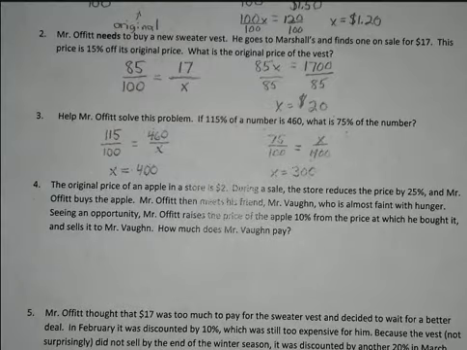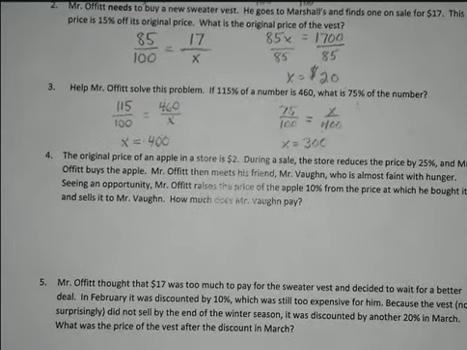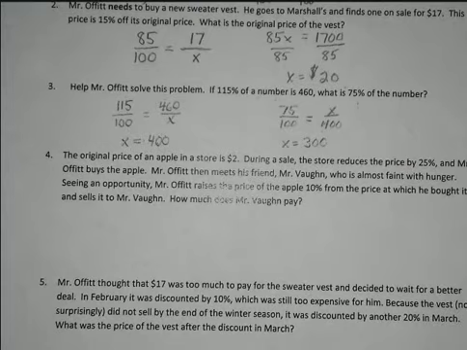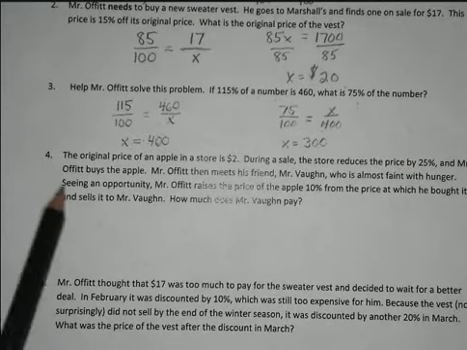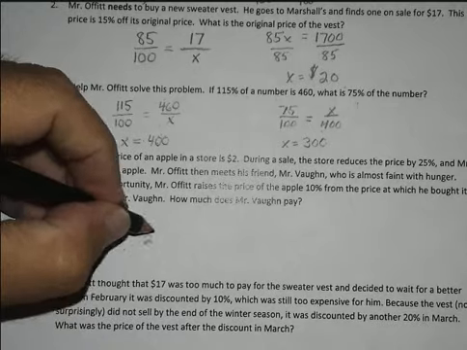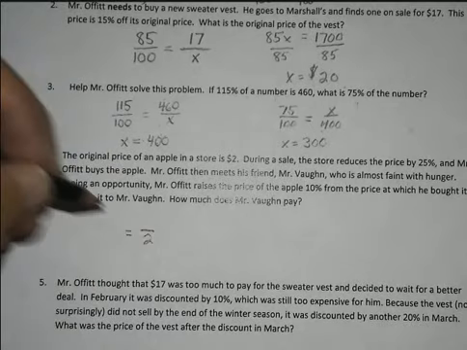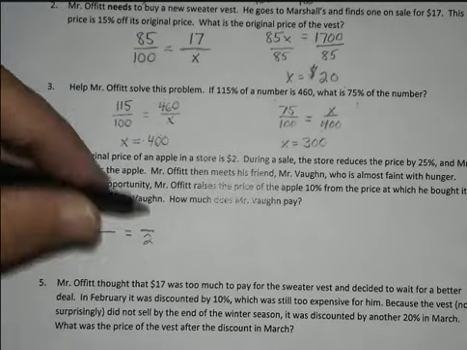Okay, so now Mr. Offutt strikes back at Mr. Vaughn for all the torture that Mr. Vaughn has given him, but this is very similar to number 3. You have an original price of $2, so the $2 is going to go on the bottom. The sale reduces the price by 25%. That means to get the new price, you use the 75.